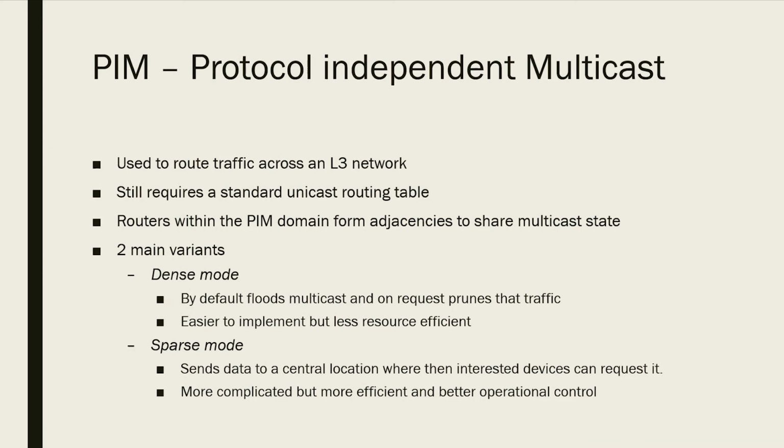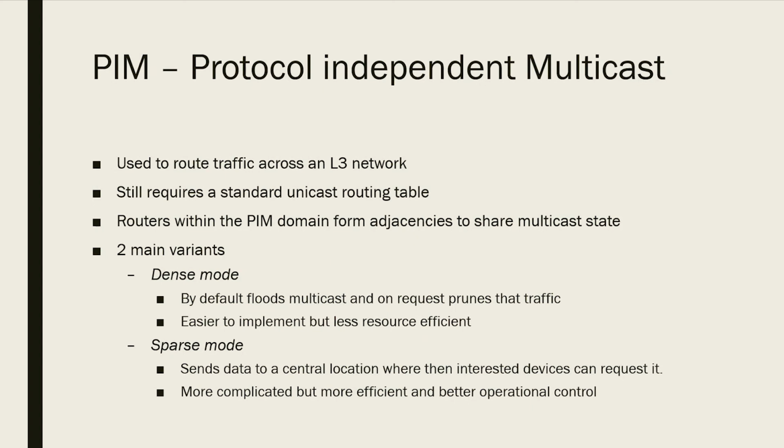And once we've formed those adjacencies, we can share multicast state across the network to induce the traffic flow between source and destination. I'll go through what that looks like very briefly with a quick diagram session after this. So, okay, we can share state, but how do we actually forward that traffic across the network? Well, there are two main modes, two variants. There are technically three, but I'll focus on the two because the third one is very similar to sparse mode, the second one. So you've got two variants.